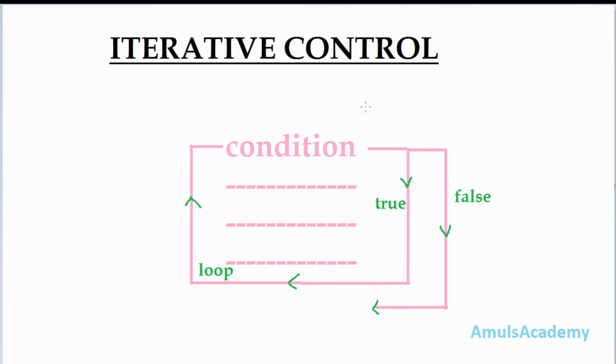Okay, third one is iterative control. In this case also there will be a condition. If this condition is true, then this statement will be executed and again this condition will be checked. If it is again true, then again this statement will be executed. Until the condition becomes false, this statement will be executed repeatedly. If the condition becomes false, it comes out of the loop. Okay, this is about the 3 control structures.